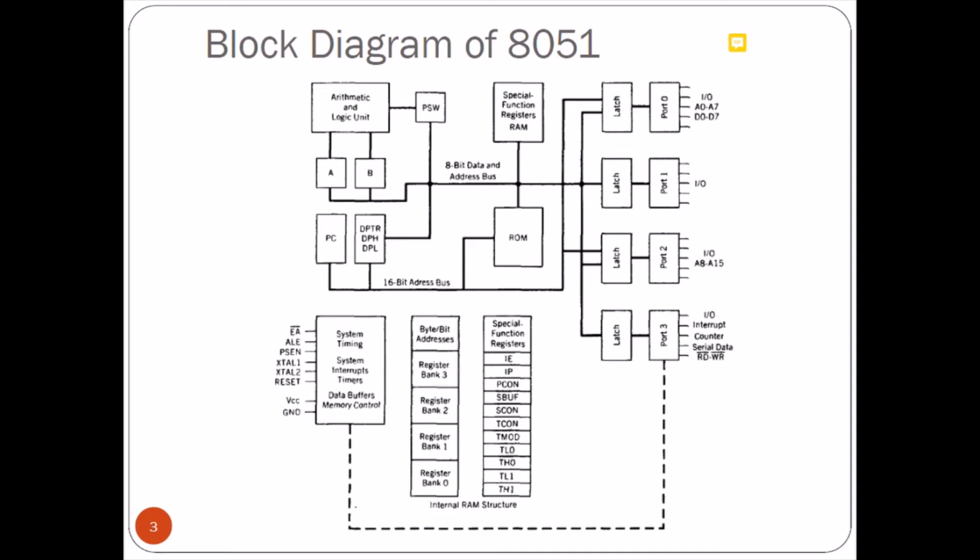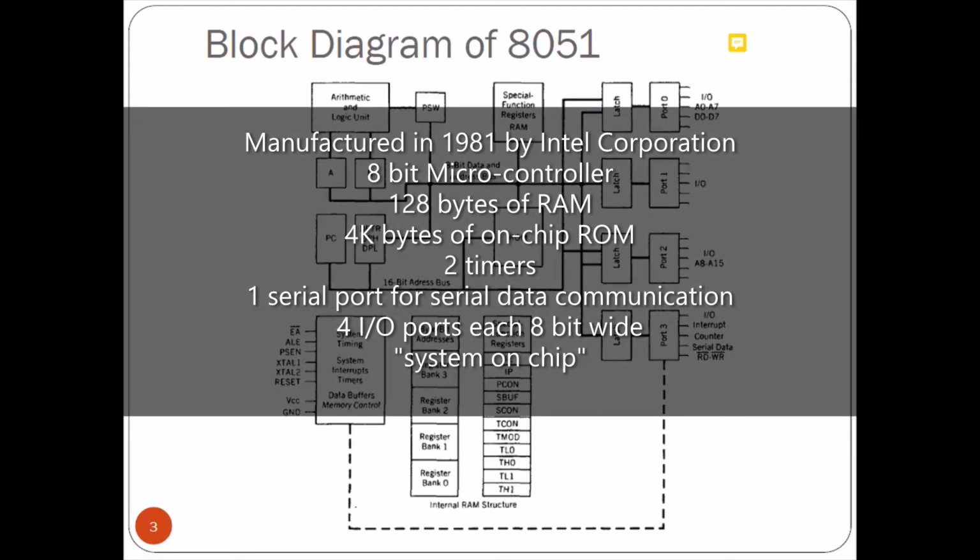8051. So this is a block diagram or architecture of 8051. Basically 8051 is a microcontroller that was manufactured by Intel Corporation in 1981. It is an 8-bit microcontroller, that is it can access only 8 bits of data. The system CPU can only work on 8 bits of data, and it has 128 bytes of RAM, 4 kilobytes of on-chip ROM.